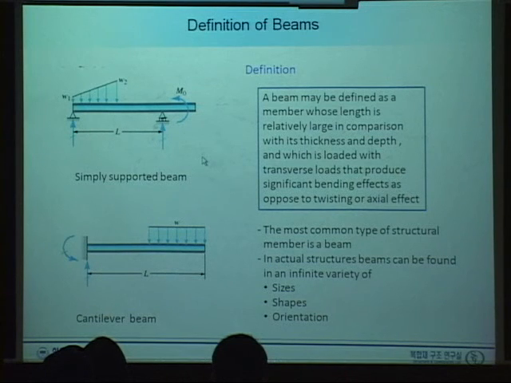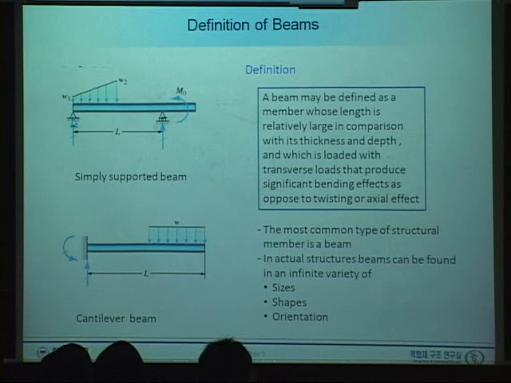First, let's define beams. This one shows some different types of beams. A beam subject to some vertical load and some concentrated moment, supported with a simple support at two ends. This one is especially called a simple support. Simple support means that only vertical force will be supported, not moment.